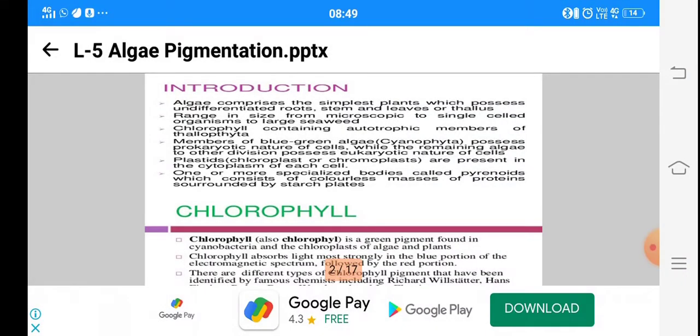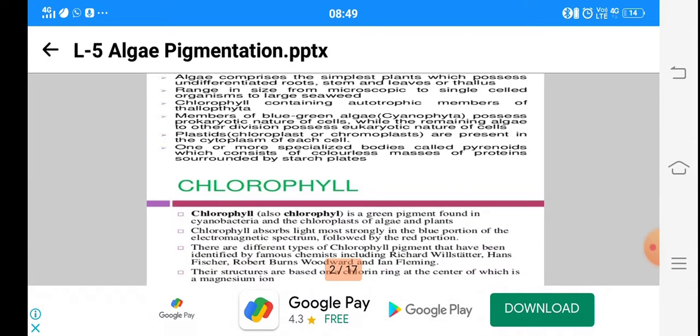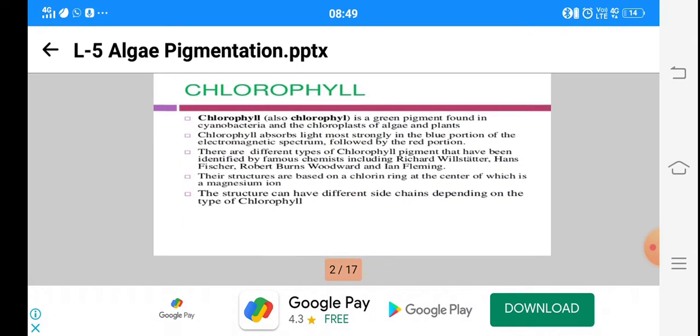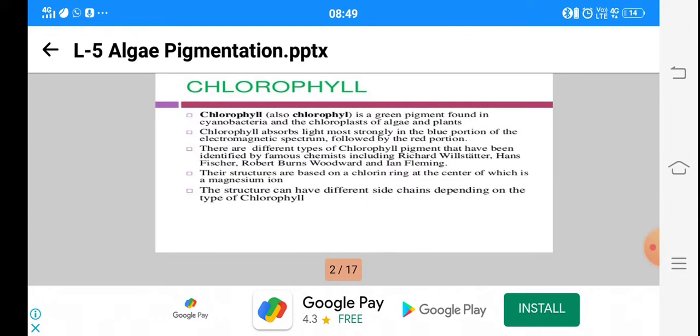So this specific condition shows the chloroplast and chromatoplast, and basically a specialized body called the pyrenoid. This pyrenoid shows a colorless mass of proteins surrounded by starch plates. While we are observing the different pigments, chlorophyll has a major role. Chlorophyll is a green pigment generally found in cyanobacteria and the chloroplast of the algae.